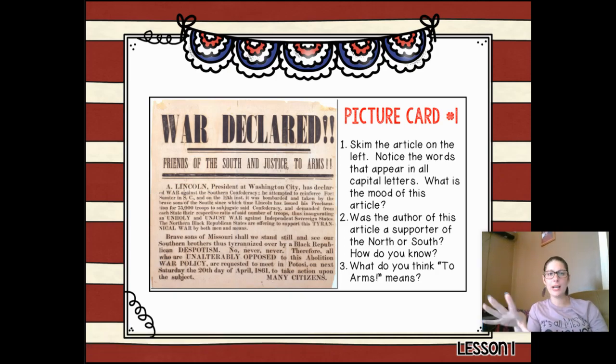So it says war declared, Friends of the South and justice to arms. Abraham Lincoln, unholy and unjust, tyrannical war, despotism, unalterably opposed. Okay, those are all the bold words, the words in all caps letters. Somebody sounds very angry. Okay, so let's go back and reread all of the words, paying attention closely again to those capitalized words.